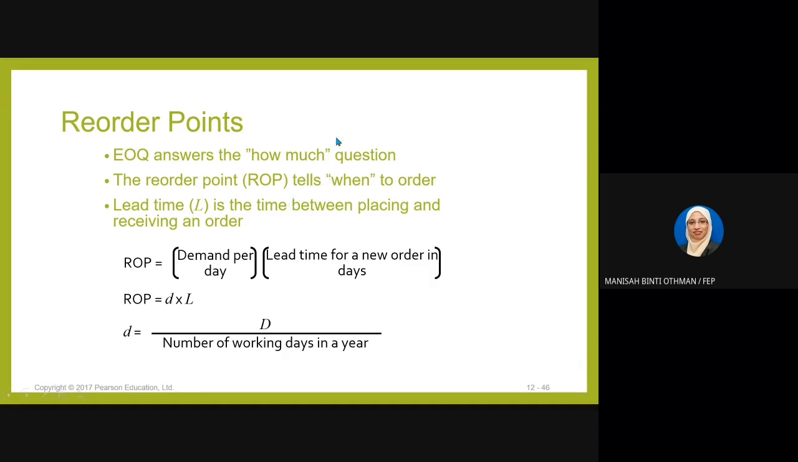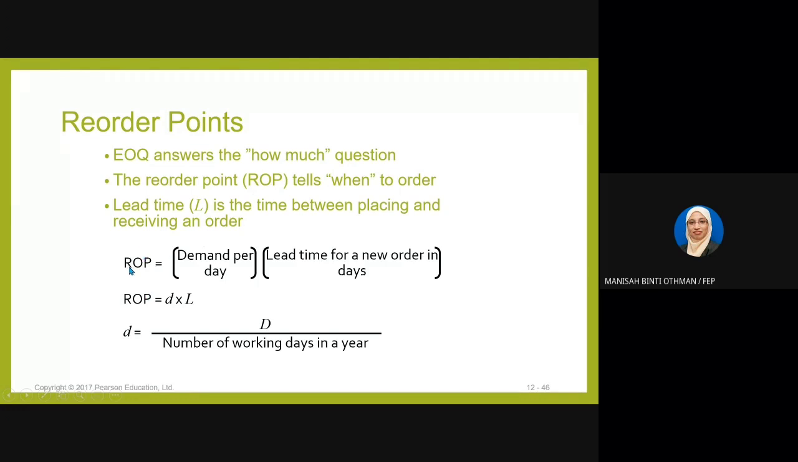Okay, so next is reorder point. The EOQ answers how much to order, and reorder point is when to order. When to order depends on the lead time. That's why the reorder point is still under EOQ. In EOQ, you remember the second assumption is that you should know the lead time and it's constant, so that you can identify exactly when the company should reorder the inventory. Lead time is very important here.